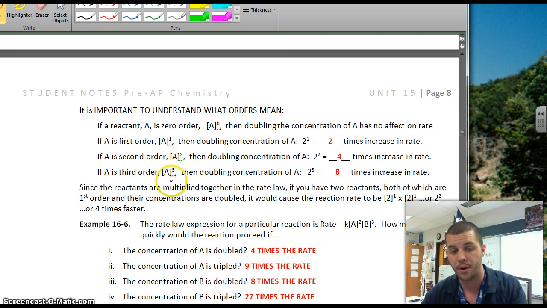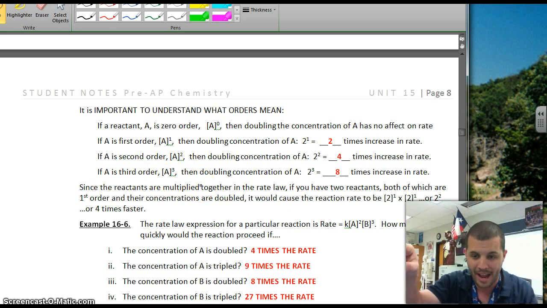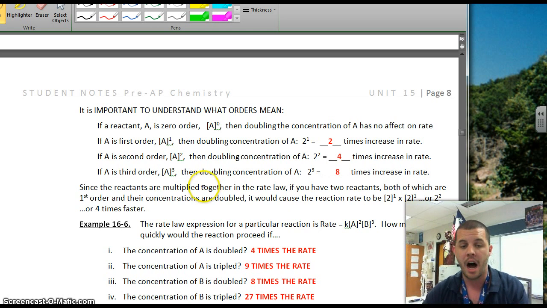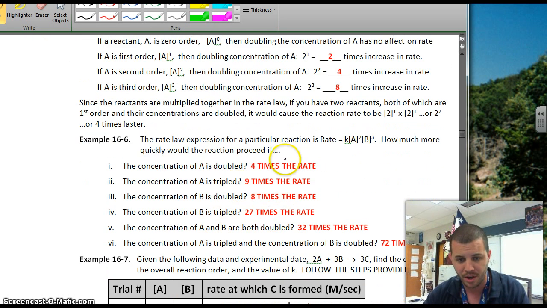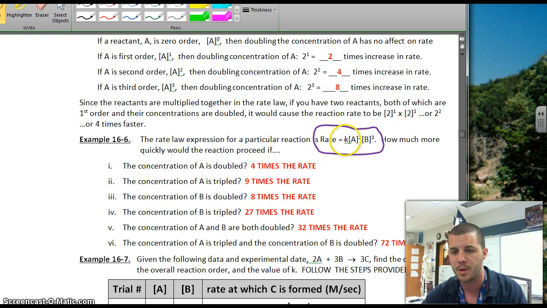Lastly, if A is third order, then when you double the concentration, you're going to make the rate go 8 times as fast. Now this down here, I'm sorry, it's already filled in for you. I know you're devastated. This gives you a rate of a reaction right here. Okay, so here's your formula. It says the rate equals k times A squared times B cubed.